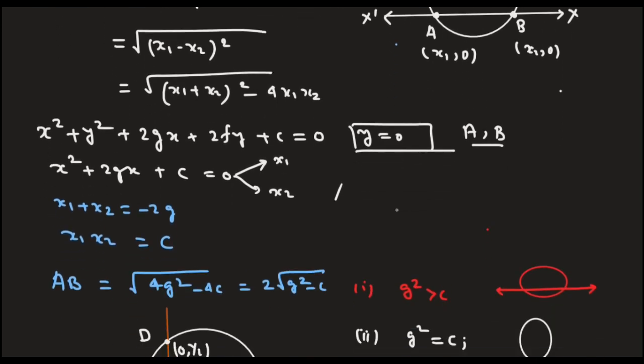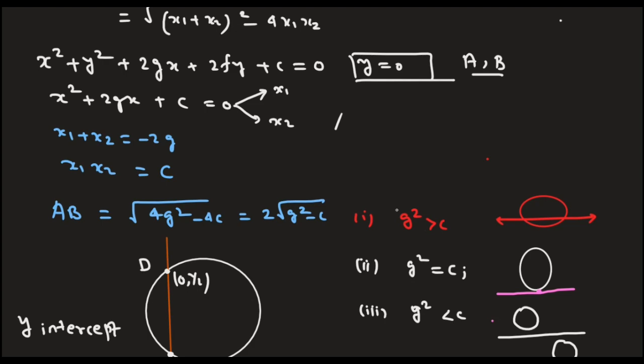Yes, for the x-axis it is 2 times root over g square minus c, and for the y-axis it is 2 times root over f square minus y.